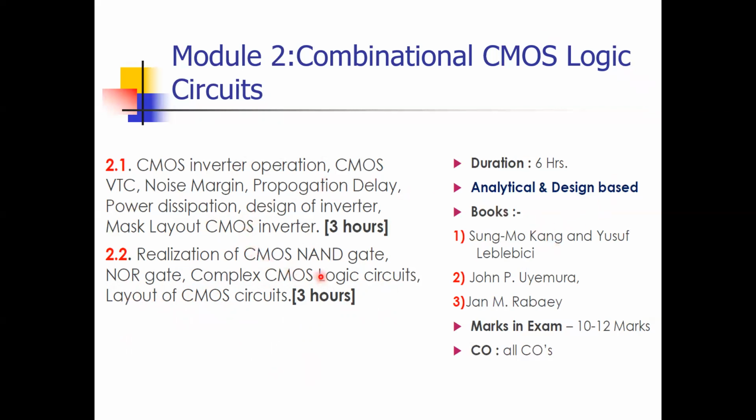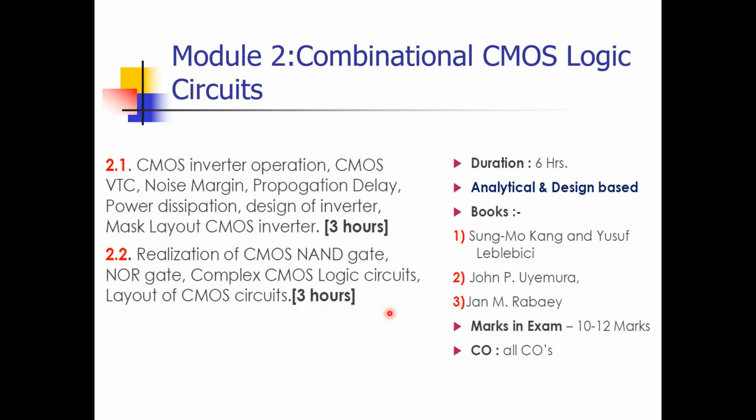Again, if you are talking about the numericals, the numericals will be for power dissipation and noise margin, otherwise all the concepts of the subject. Analytical means if you are talking about the design trade-offs, then you have to do analysis. And design means we are talking about the layout. So it is analytical and design based, but concepts are always there.